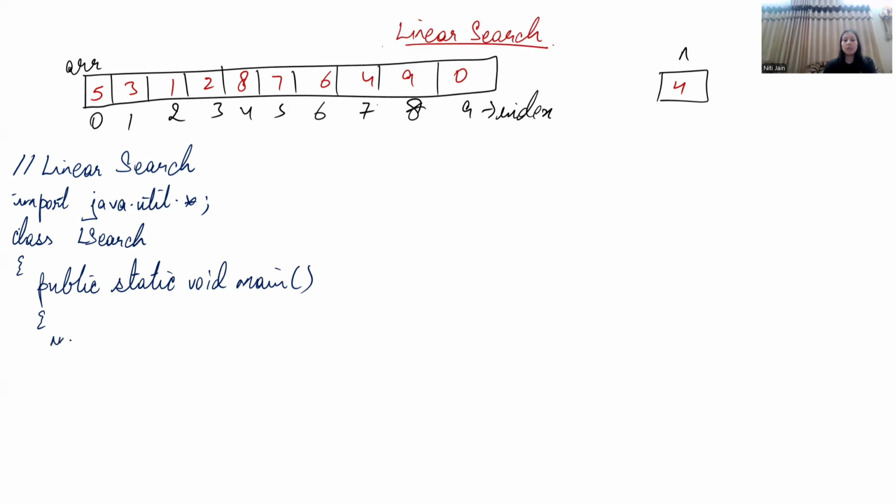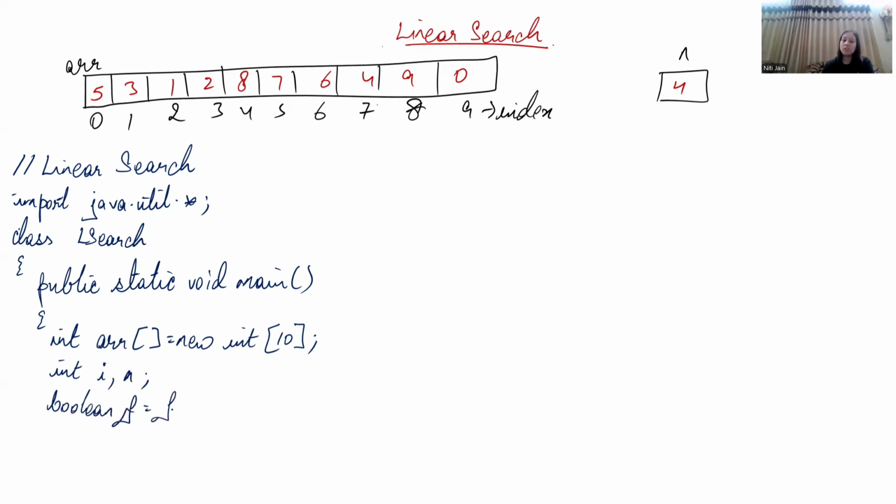Okay. Now, the very first thing is I am declaring the array in which I will be accepting the input from the user and searching the element. So, suppose the array of 10 elements, whatever the question mentions, you just need to change the size of the array accordingly. Then I am taking few more variables, i for the loop, n for the value that I'm going to search for, and a Boolean variable f, which is initially false, denoting that my search is not successful. I have not yet found the value.